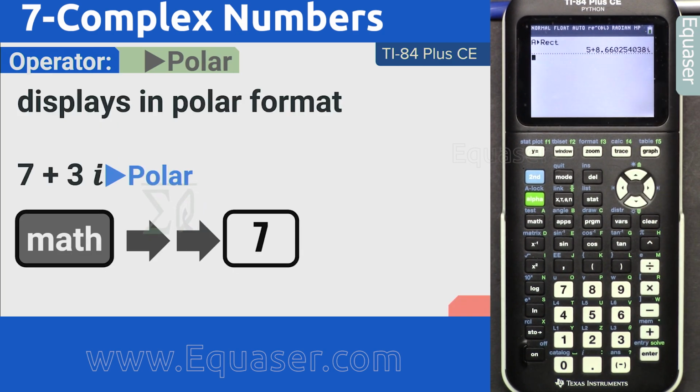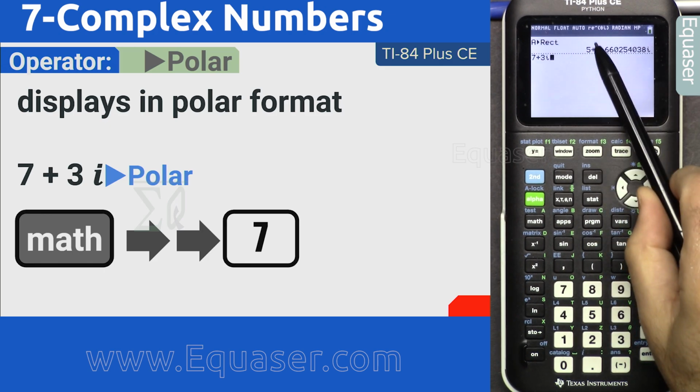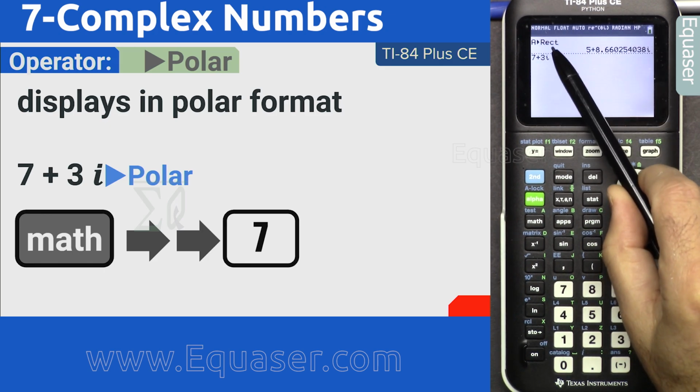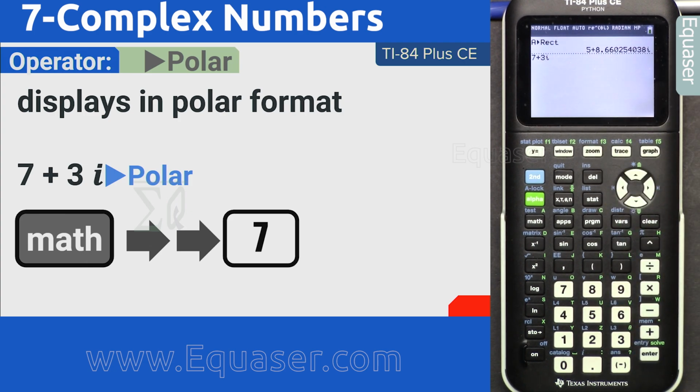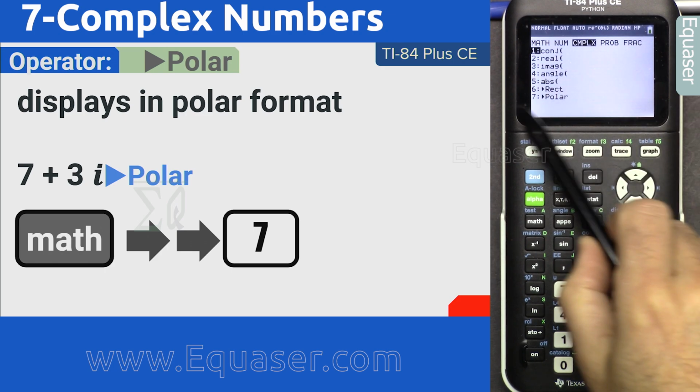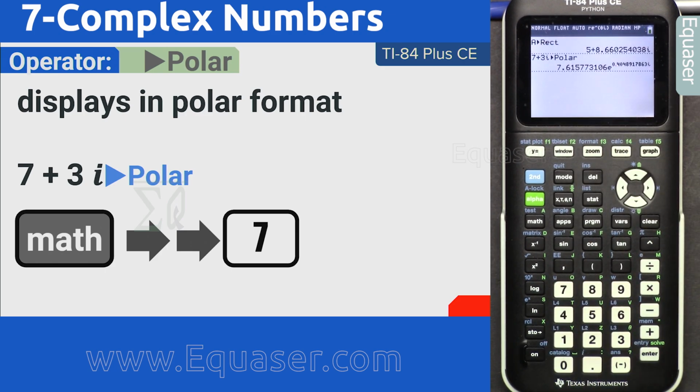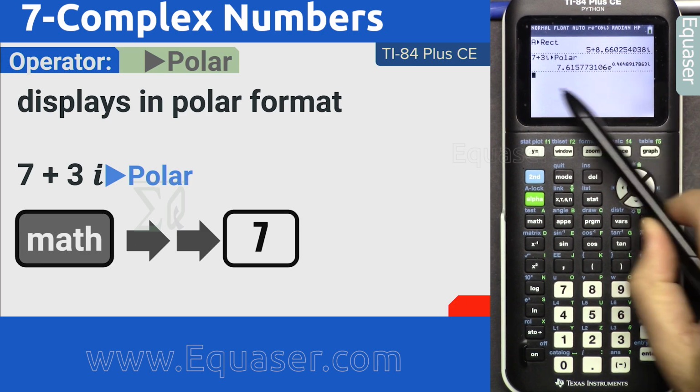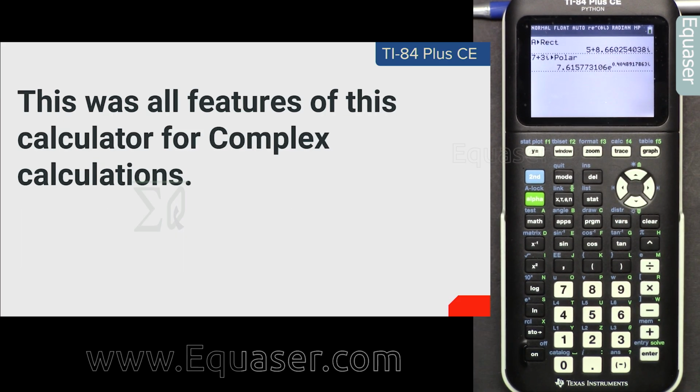That is rectangular format. If you want to get the polar, same thing, 7 plus 3i, and we want to bring it, convert it to polar, regardless of the setting. Remember, this was showing rectangular, because when you use these operators, it converts it directly. So math, complex, 7, that's polar, and you will get the polar format of this value. So this was all the features of this calculator for complex calculations.